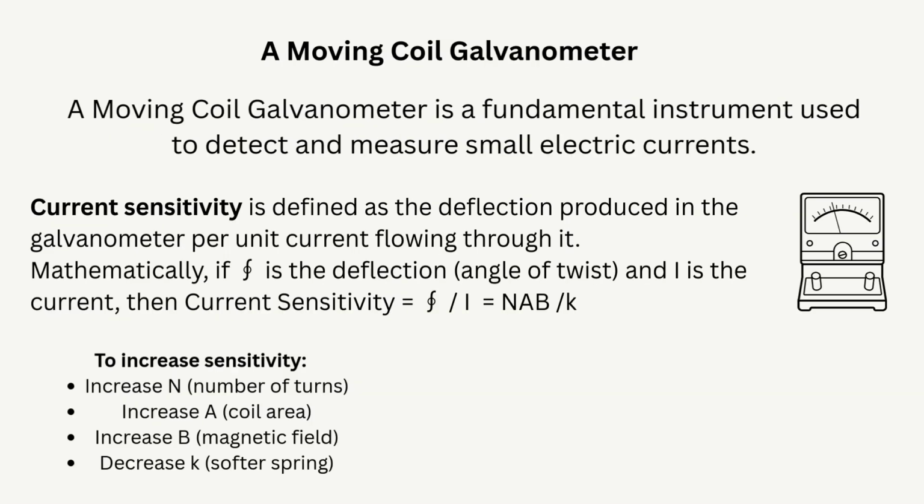A moving coil galvanometer is a fundamental instrument used to detect and measure small electric currents. Current sensitivity is defined as the deflection produced in the galvanometer per unit current flowing through it. Formula for current sensitivity equals NAB divided by K. To increase sensitivity we can increase N, number of turns, increase A, coil area, increase B, magnetic field, decrease K, softer spring.